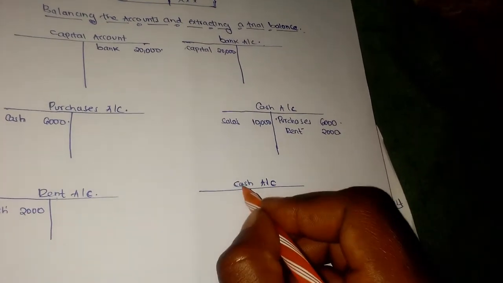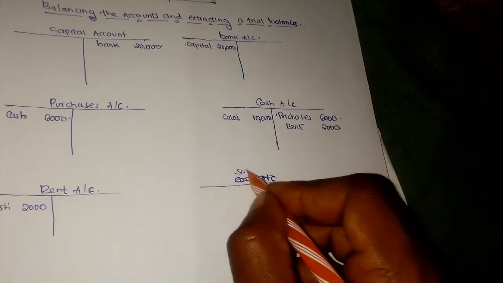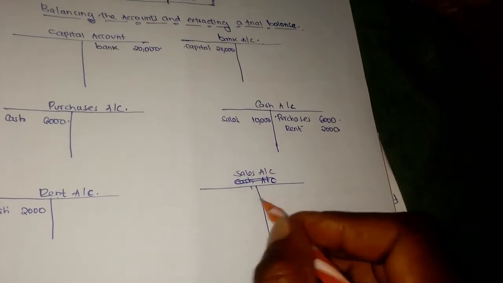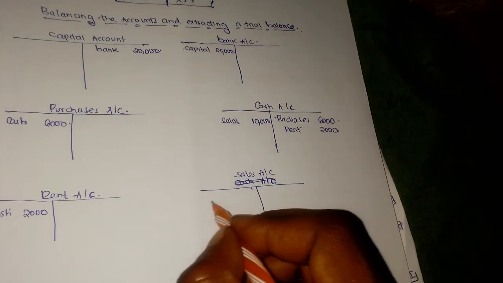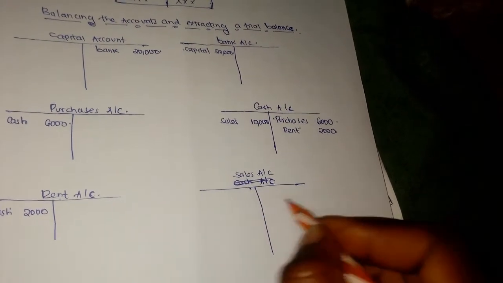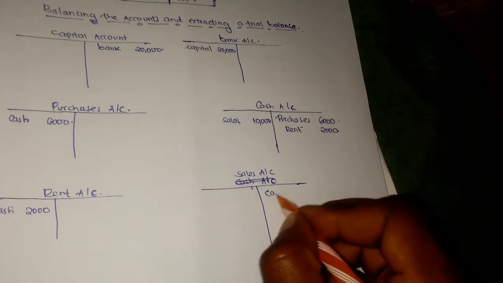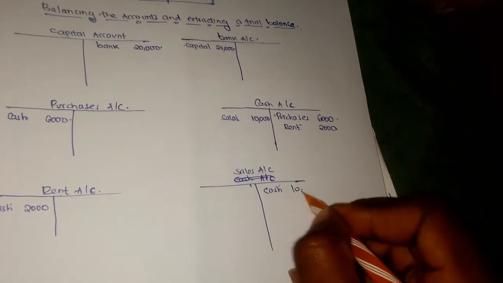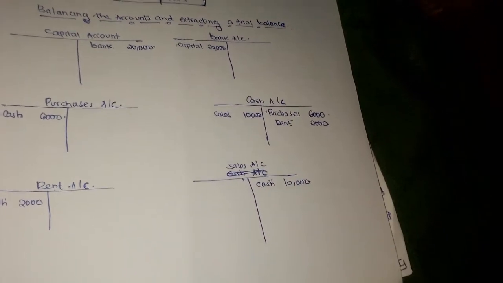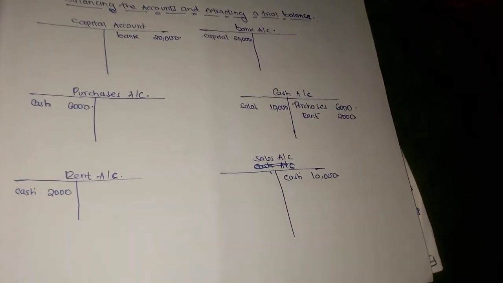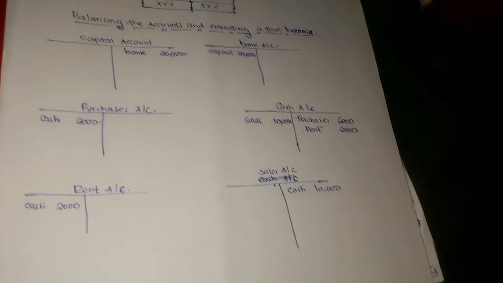Not cash account, sorry. We're going to open the sales account. And in the sales account, there was a decrease, he said, by means of cash. How much? 10,000. And that is all. That is not all. After that, we're going to balance the ledgers now.